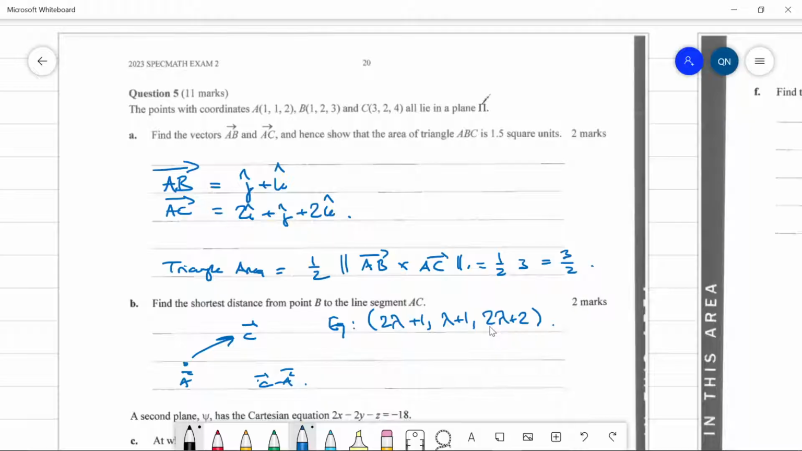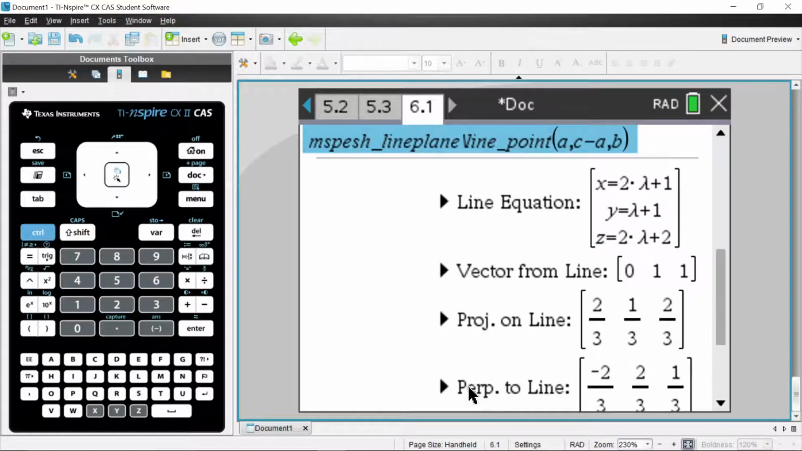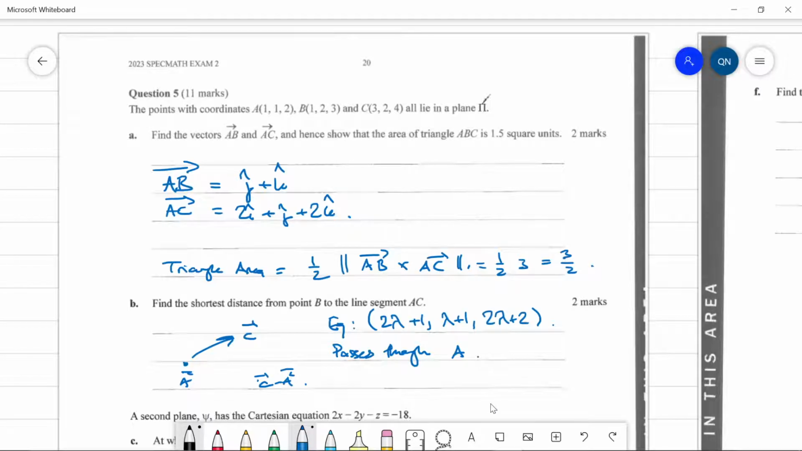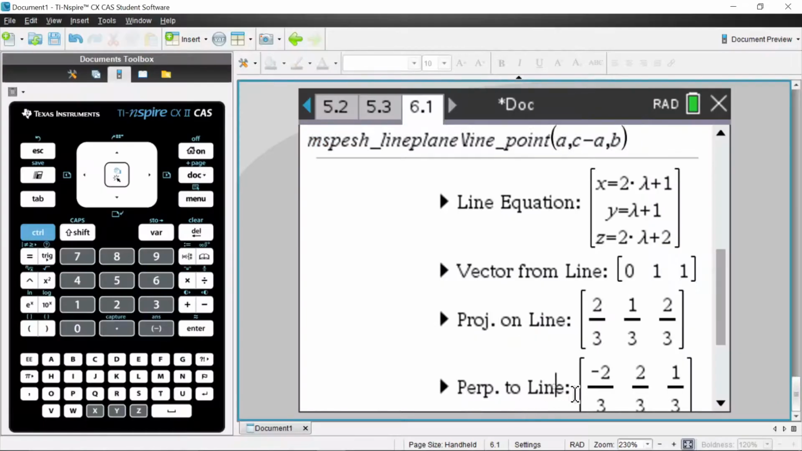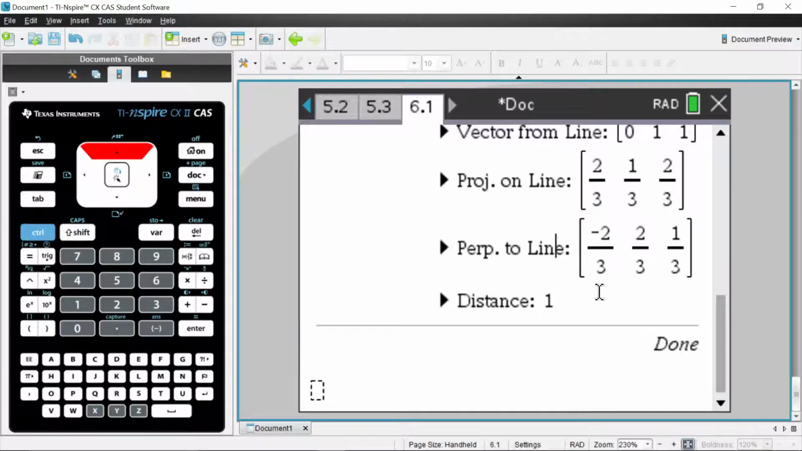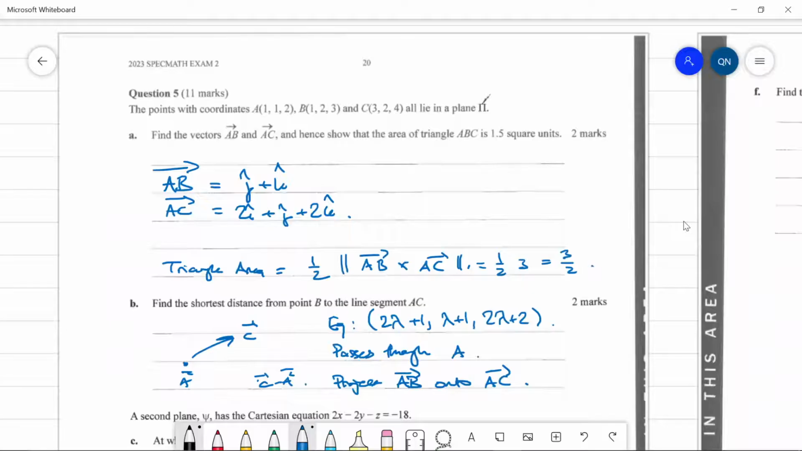And then to find the shortest distance, you know, it passes through A. Then you need to find almost the perpendicular distance. So you take B, you project BA, or you project AB, I think, onto the line AC. That projection gives you this projection onto the line here. And then you calculate the perpendicular vector, and that should be it.